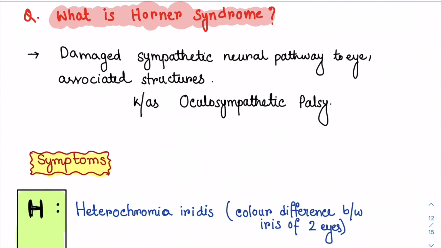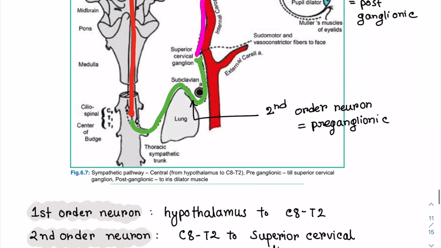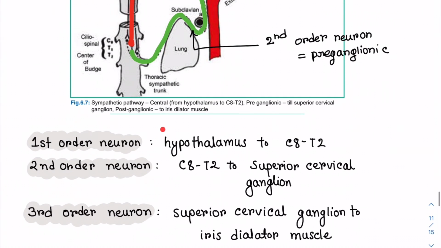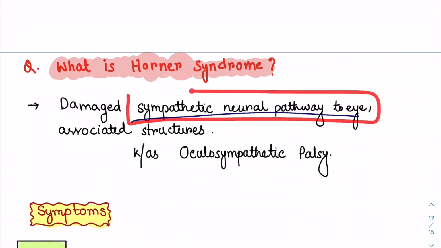So what is Horner's syndrome? Horner's syndrome is damage to the sympathetic neural pathway of the eye and associated structures. It may be damaged in the first order, the second order, or the third order. That is, it may be between the hypothalamus and C8-T2, or between C8-T2 and the superior cervical ganglion, or from the superior cervical ganglion to the pupillary dilator muscle. So this is called Horner's syndrome, that is the sympathetic neural pathway damage to the eye.